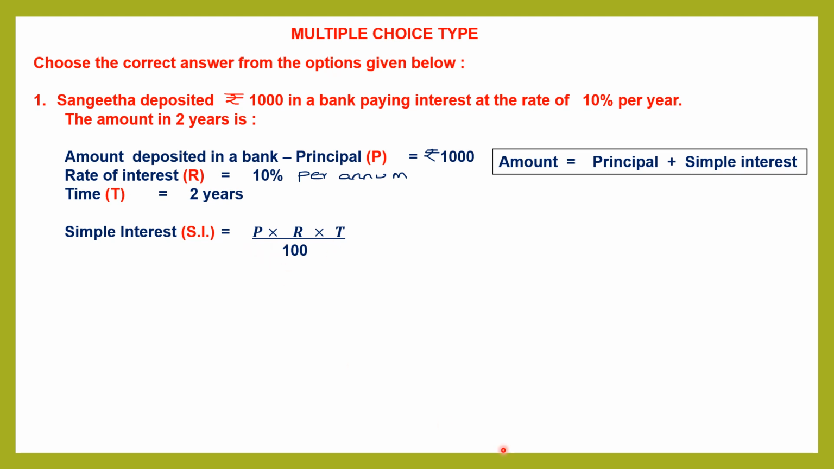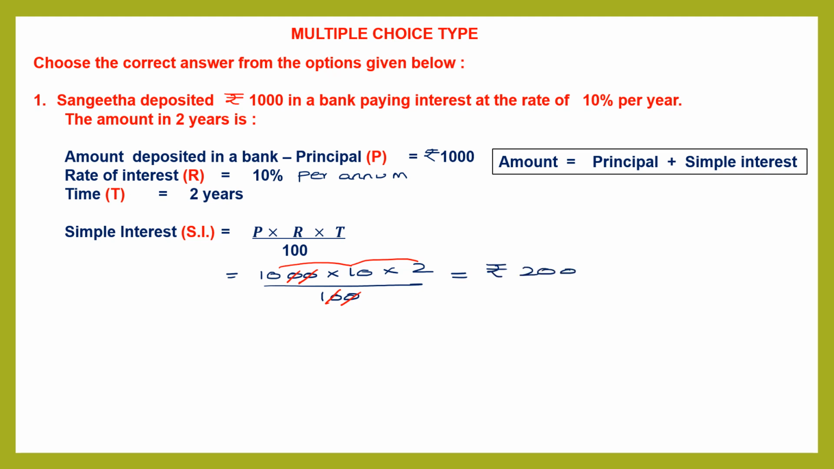So let's substitute and find the answer to this. P is principal, that is 1000. Rate is 10%. Now all this is from the question. Time is 2 years. Now divide this by 100. Now let's cancel. There are 2 zeros here. I can cancel 2 zeros. So 10 into 10 is 100. 100 into 2 is 200. So the simple interest is 200 rupees.